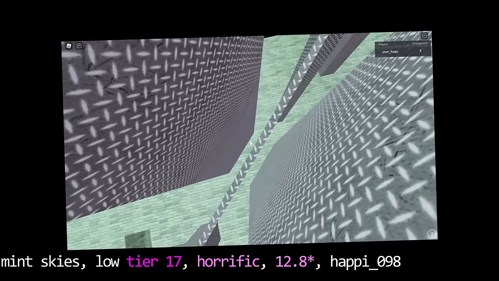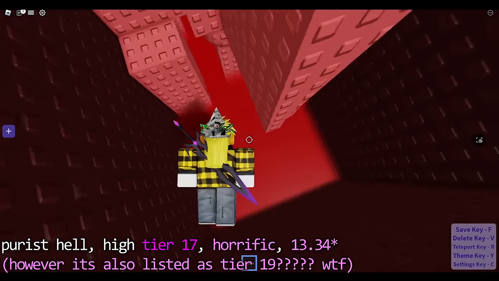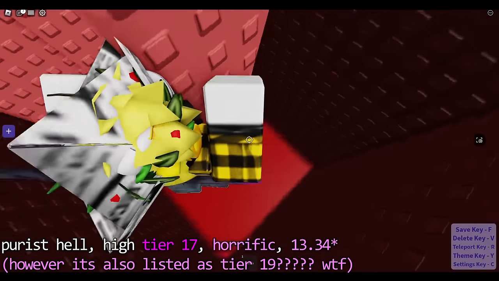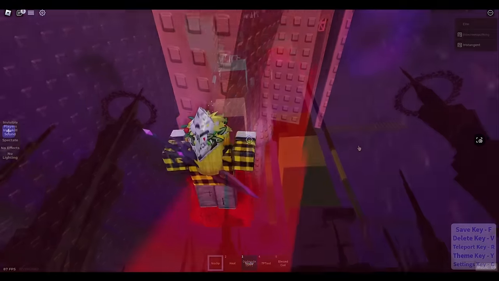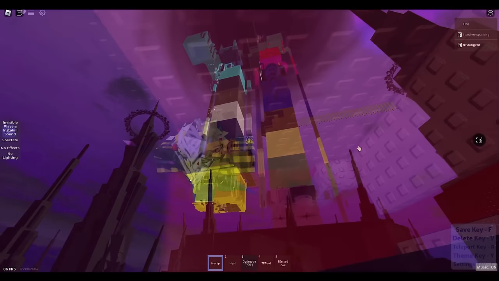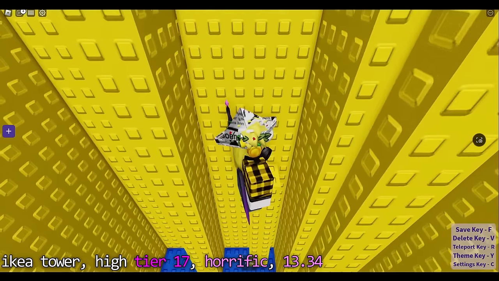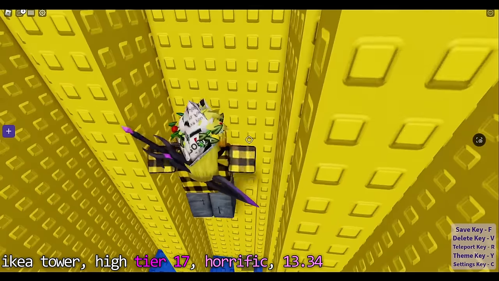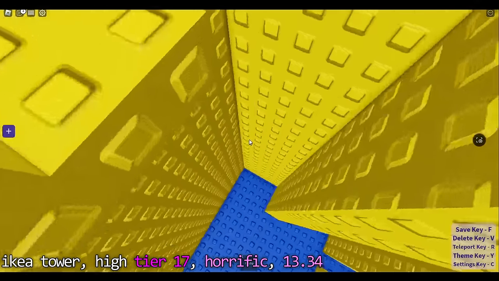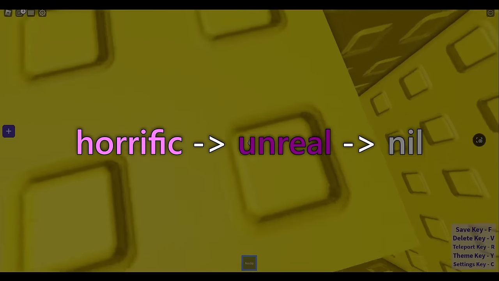Just, wow. Actually, tier 17 is not only where some of the hardest obbies are, but also some of the hardest towers. Seriously, there's a peak tier 17 obby called Purest Hell that's actually a part of floor 21 of Citadel of Void, which is this thing right here. Another example is IKEA Tower, which somehow is horrific on here, even though it shouldn't really be, it should be nil, which is two entire difficulties higher.